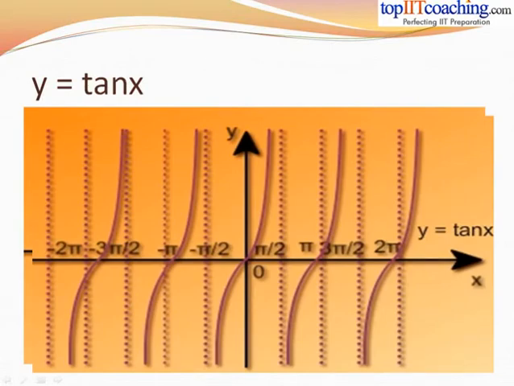Now the domain of tan x is the set of real numbers excluding the points (2n+1)π/2, that is, the odd multiples of π/2. Thus we see that at π/2, 3π/2, the function tends to infinity. So these points are excluded from the domain. Thus the domain is R minus (2n+1)π/2, and the range is from -infinity to infinity.